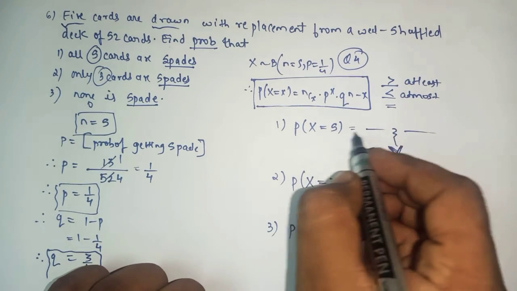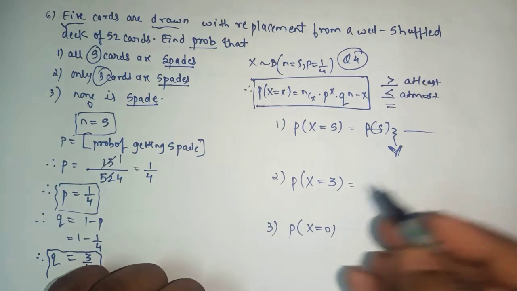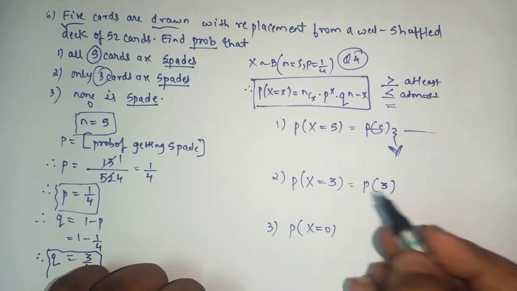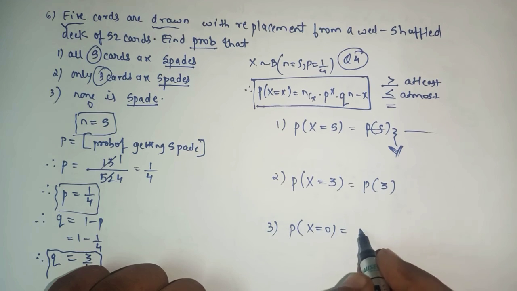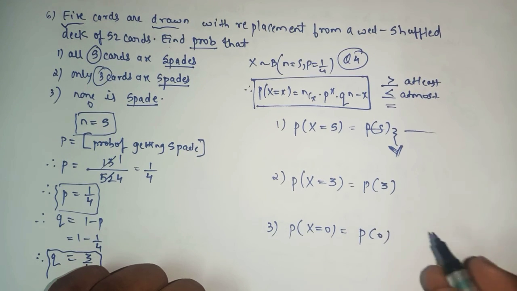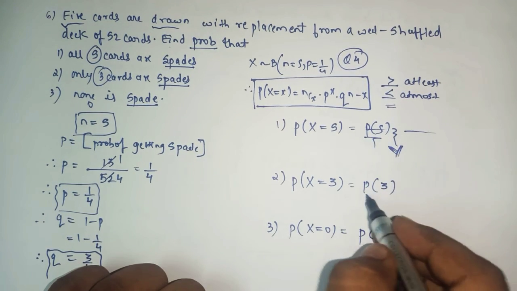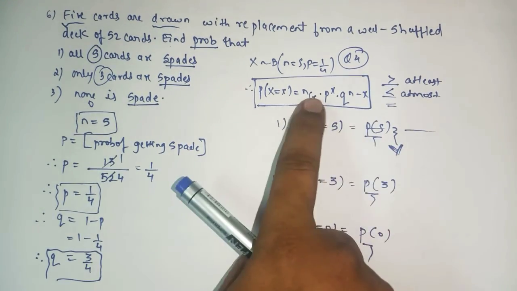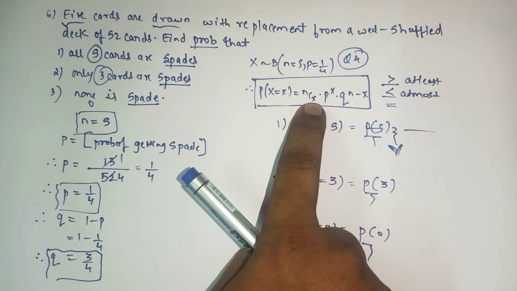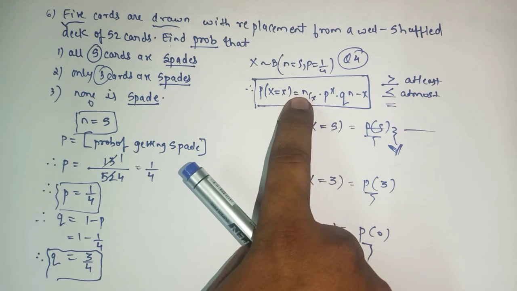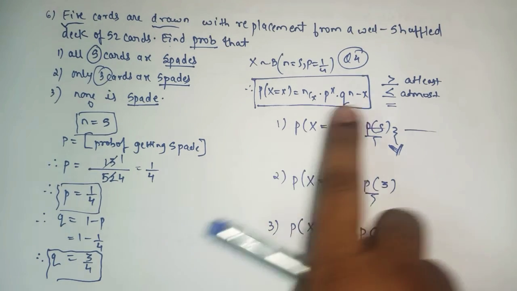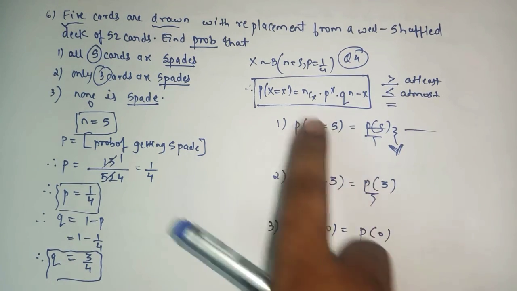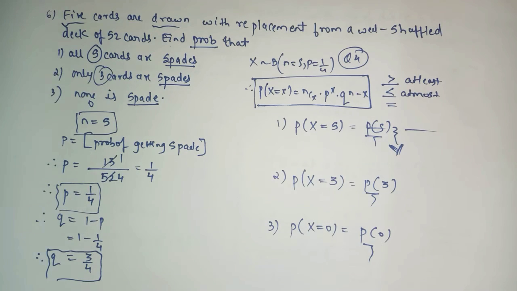Okay. So it means what? P of 5 we have to find here. X equal to 3 means what? We have to find only for P of 3. X equal to 0 means what? We have to find only for P of 0. Okay, so only one time you have to use the formula here. Only one time. For P of 5 you will replace the value of x by 5, n by 5, p by 1 by 4, and q by 3 by 4. Same for the second one and same for the third one.